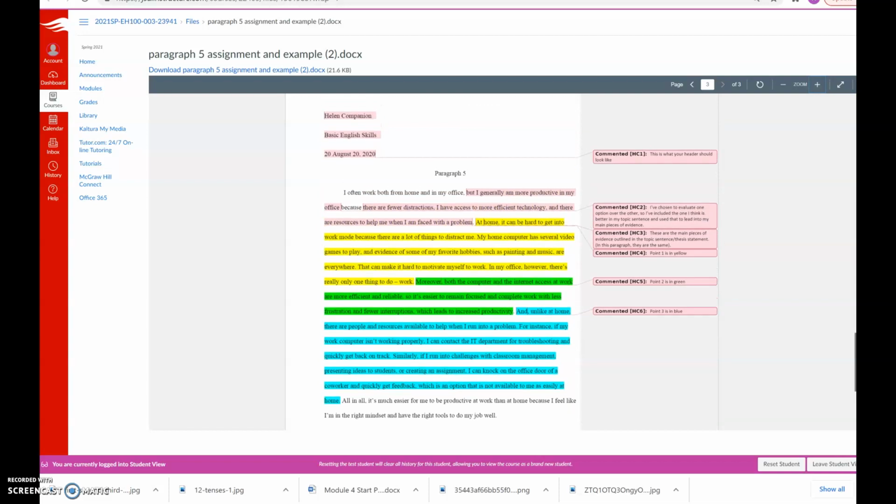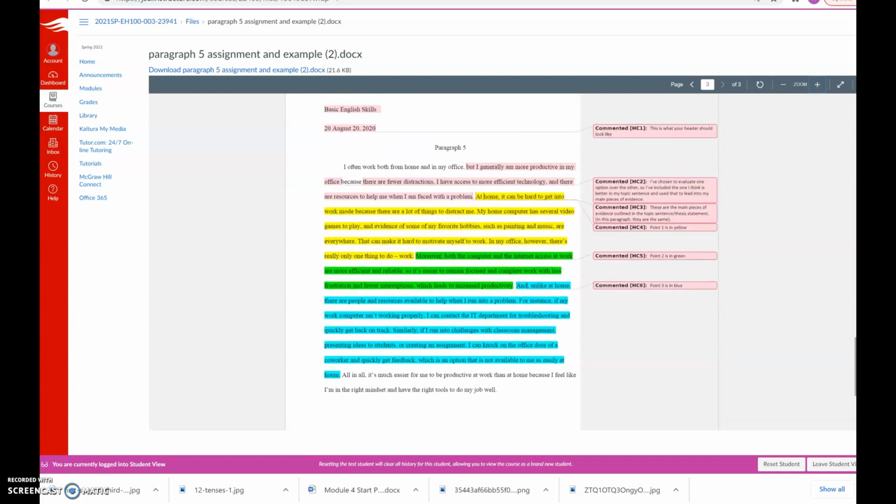So we have an example paragraph here that is color-coded to help you get an idea of how to put this together. I chose point by point here, and there's another example paragraph in the PowerPoint as well. In this paragraph, we're talking about comparing working from home or at the office. So I start with my topic sentence.